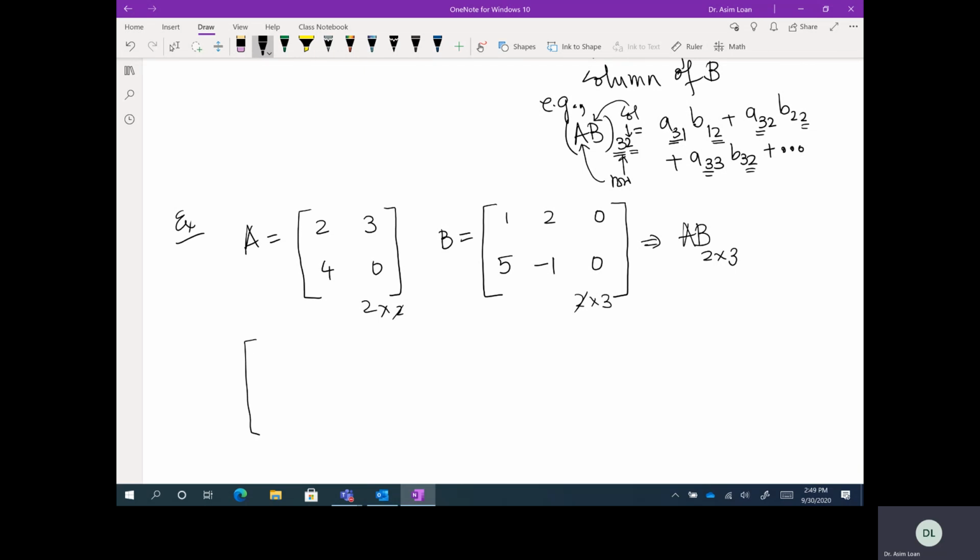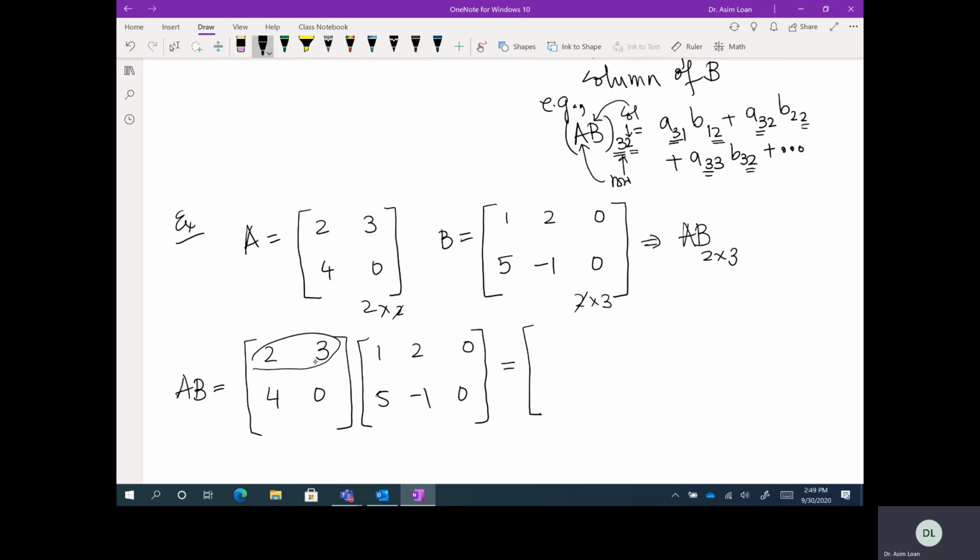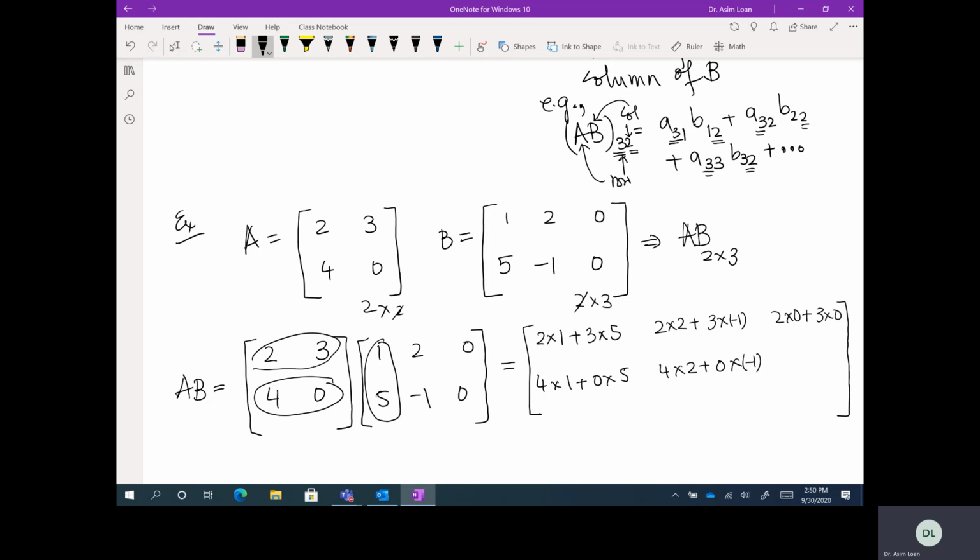If you want to multiply, let's multiply. AB equals 2, 3, 4, 0 times 1, 2, 0, 5, minus 1, 0. The first element is 2 times 1 plus 3 times 5. Then 2 times 2 plus 3 times minus 1. The third element is 2 times 0 plus 3 times 0. In the second row, 4 times 1 plus 0 times 5, then 4 times 2 plus 0 times minus 1, and the third is 4 times 0 plus 0 times 0.